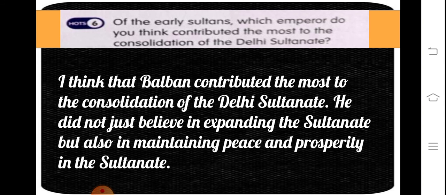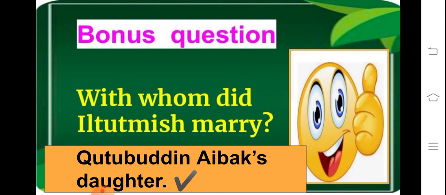Now, the sixth question is, of the early sultans, which emperor do you think contributed the most to the consolidation of the Delhi Sultanate? And we have discussed this in the teaching video. I think that Balban contributed the most to the consolidation of the Delhi Sultanate. He did not just believe in expanding the Sultanate, but also in maintaining peace and prosperity in the Sultanate. So, the additional question discussion is also over.